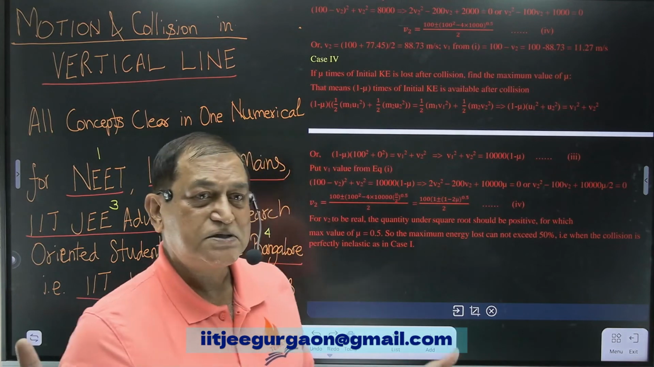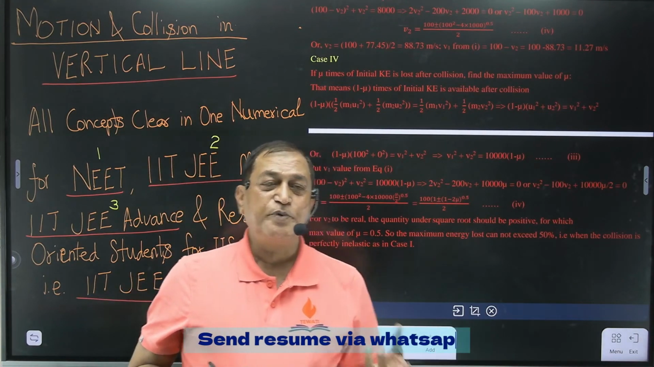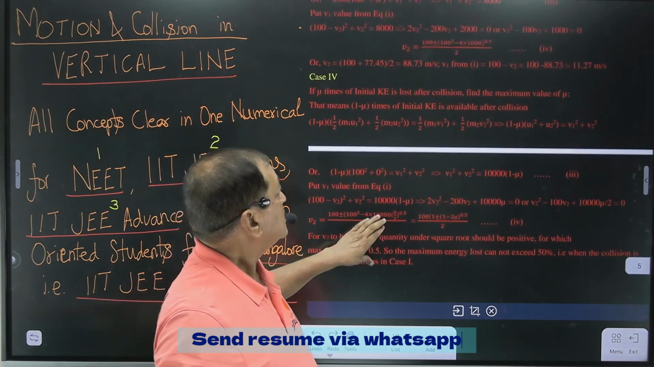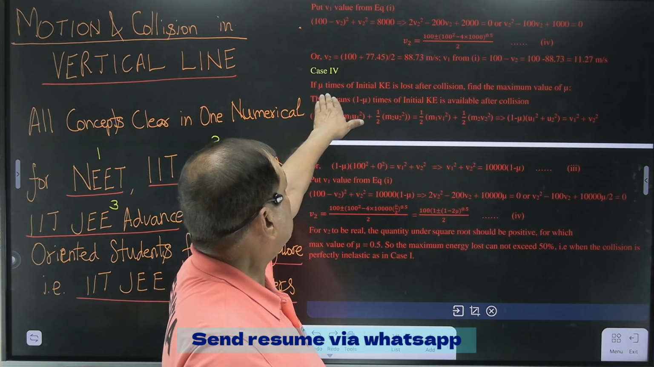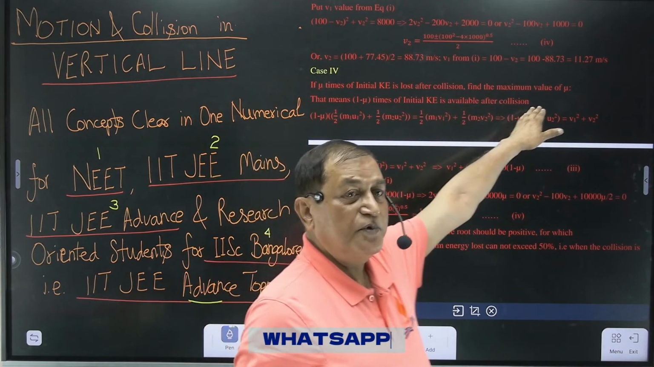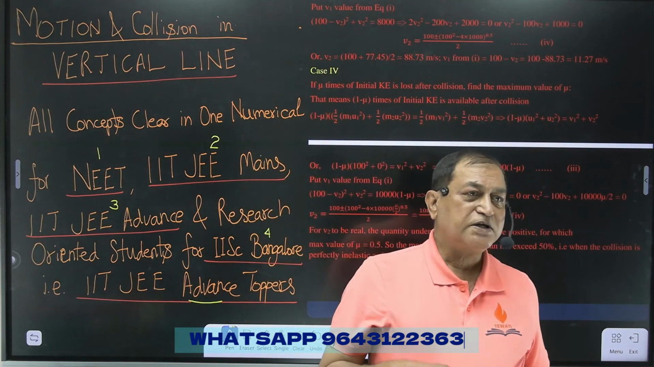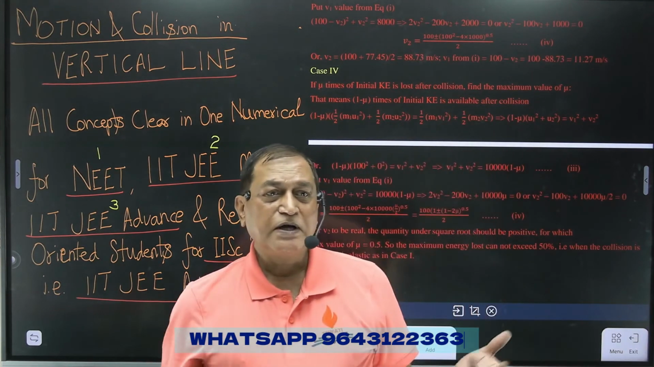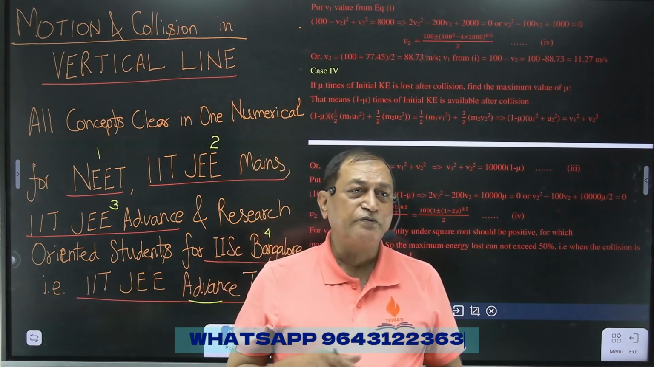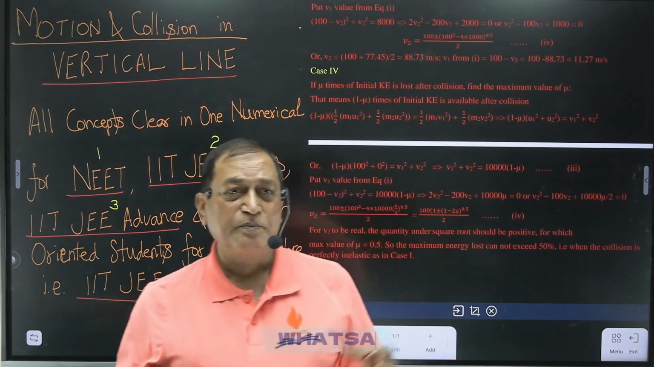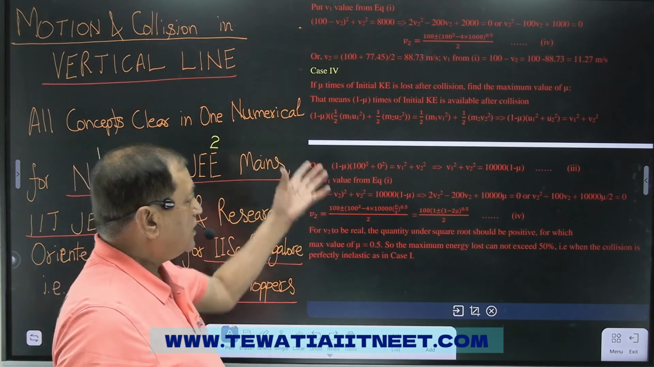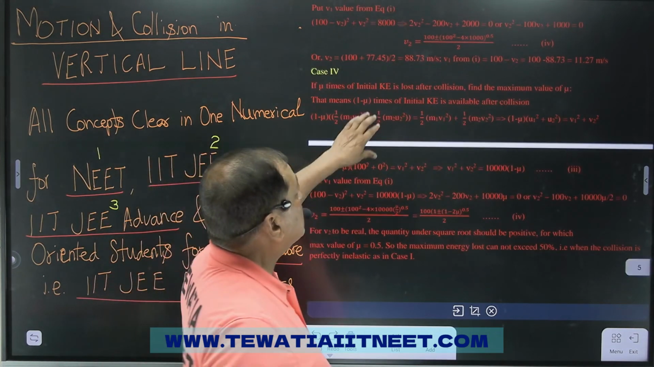So anyway, just to inculcate the spirit of research in the students, I have further modified this question like this. Case 4: if mu times the initial kinetic energy is lost after collision, find the maximum value of mu, whether elastic, inelastic or a combination of both. So what can be the maximum value? How to get it? Usually students make some equation for mu and go for differentiation, maximization or minimization. But without that, we can do it by simple inference of the equation that we solved here.